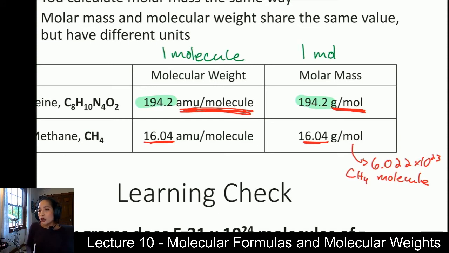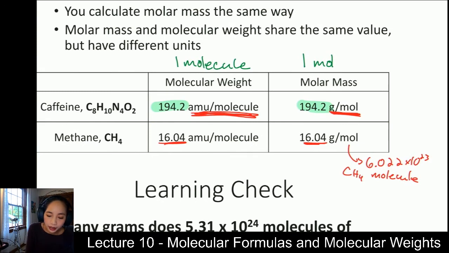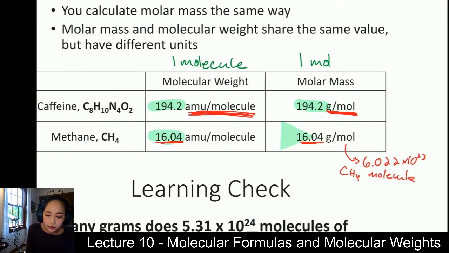CH4 molecules. So you can see that in lab, we'll be much more likely using molar mass because now we have a unit in grams, but now we have to be thinking and working with moles worth of substances.